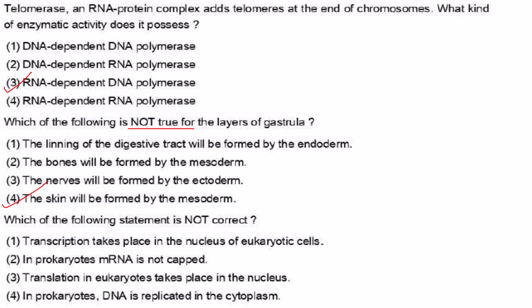That is not correct. So in eukaryotes, what happens is transcription occurs in the nucleus. Then the mRNA is processed and modified in the nucleus. Then the mature mRNA is transported out of the nucleus into the cytoplasm, and the translation takes place in the cytoplasm. So third is the answer. They have asked for the not correct statement. So answer here is option 3. In prokaryotes, DNA replication in the cytoplasm is also correct.